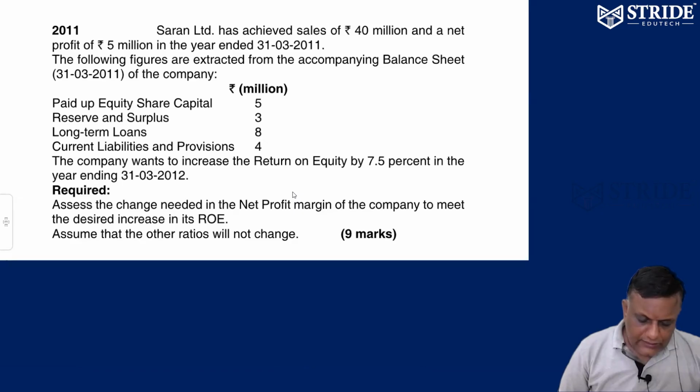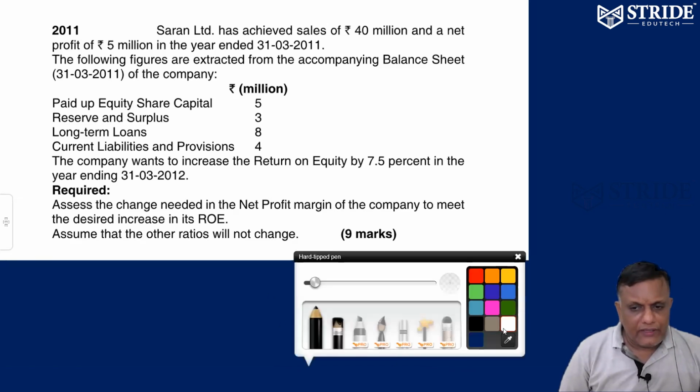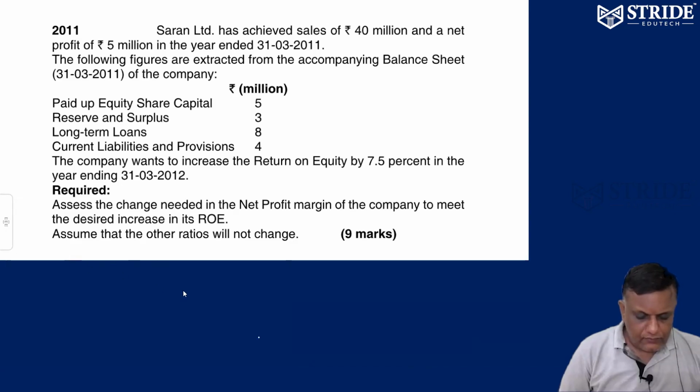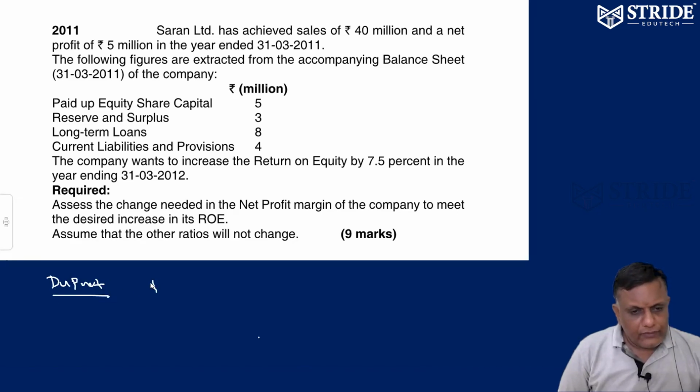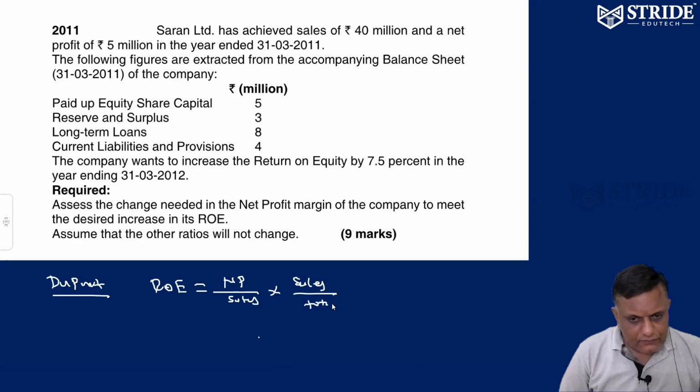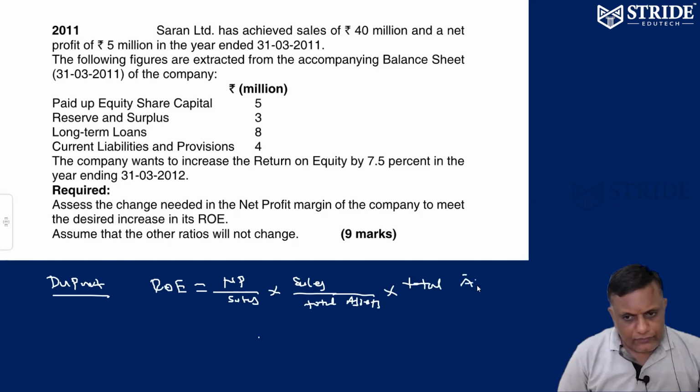Okay. So let's start with the first one. ROE you have to find out using this case. But definitely you have to apply the DuPont chart. According to DuPont, return on equity is equivalent to the multiple of three things. Number one, net profit by sales. Number two, sales by total asset. Number three, total asset by equity.